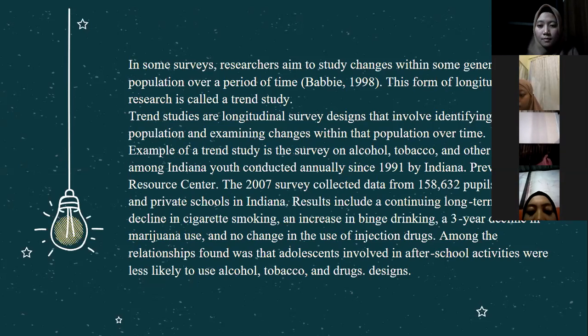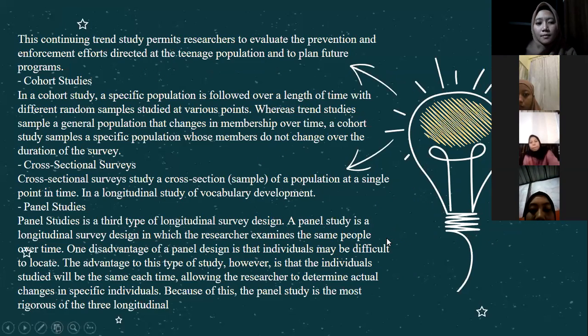and a change in the use of injection drugs. Among the relationships found was that adolescents involved in after-school activities were less likely to use alcohol, tobacco, and drugs. Next slide. This continuing trend study permits researchers to evaluate the prevention and common efforts directed at the teenage population and to plan future programs. The next is cohort studies.